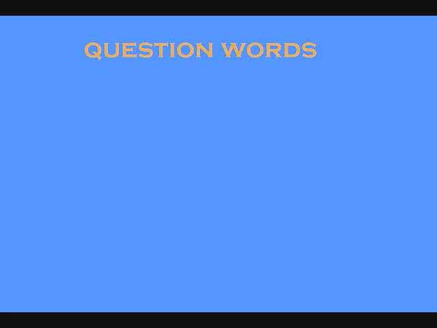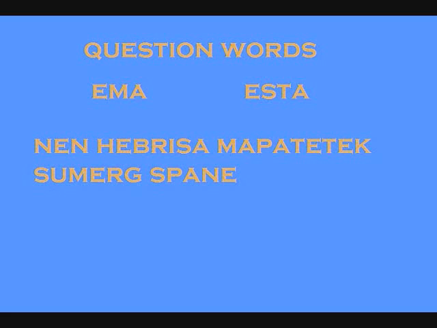You've already met two, Emma, what, and esta, who. These question words will replace a noun in your sentence. To do so, you take out the noun, put in the question word, change the ending to match the case, then bring the question word to the front of the sentence. For example, if we take the sentence, Enhebrisa mapatitek sumerk spane, which means, the boy threw a bird to a woman, you can replace each noun in that sentence with either Emma or esta.